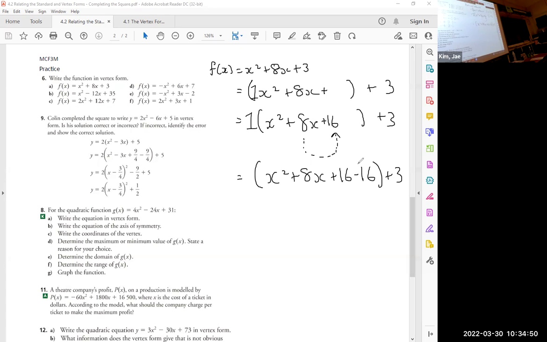Next, now that I have plus 16 minus 16, I really like this trinomial because I know it's going to be a perfect square. I need to get rid of the negative 16. I literally remove it from the bracket, multiplying with the 1. So this trinomial remains as x squared plus 8x plus 16. Negative 16 is multiplying with the 1, leaving me with this.